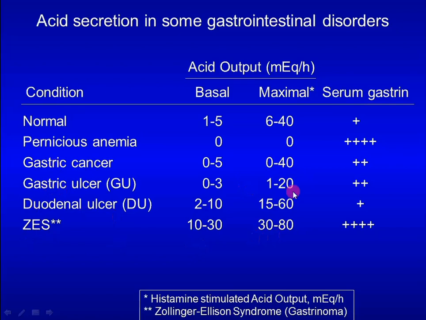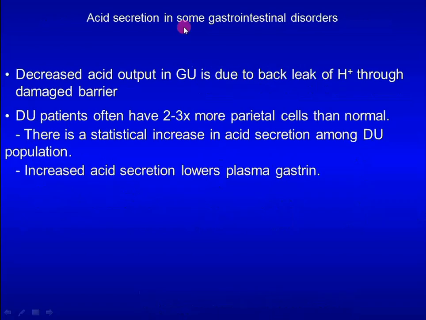Decreased acid output in gastric ulcer patients is due to back leak of protons through the damaged barrier. Duodenal ulcer patients often have 2 to 3 times more parietal cells than normal. As a result, there's an increase in acid secretion in duodenal ulcer patients. Increased acid lowers serum gastrin level. This information is summarized in this slide.